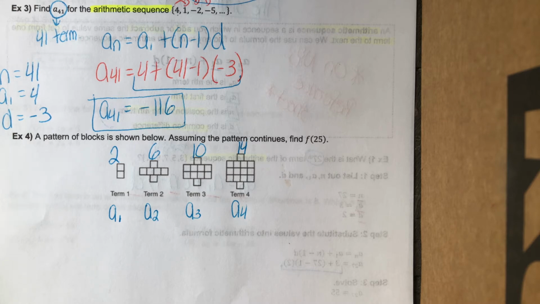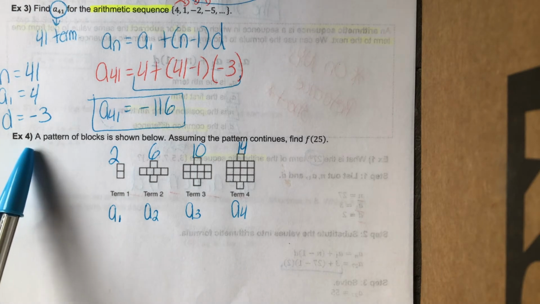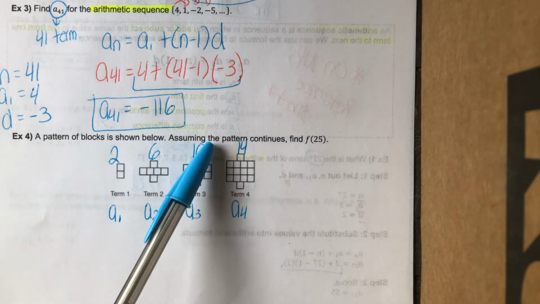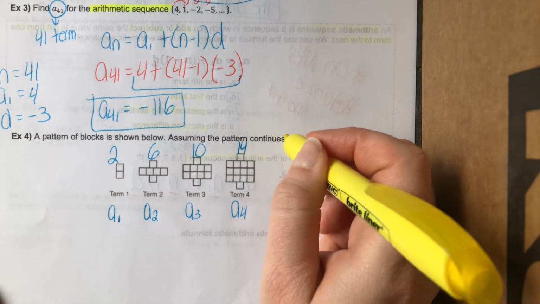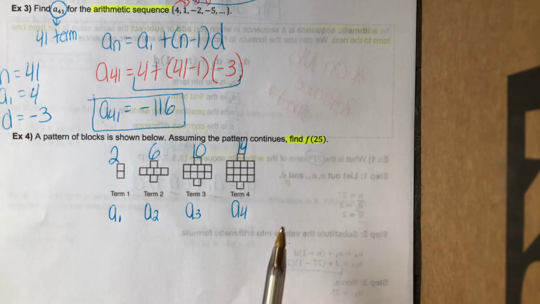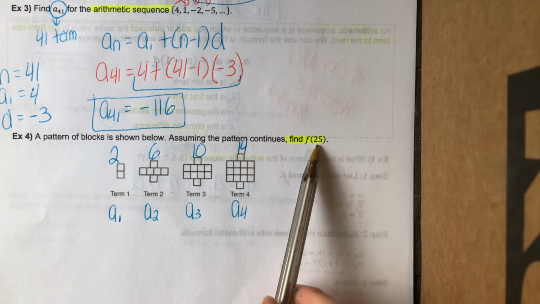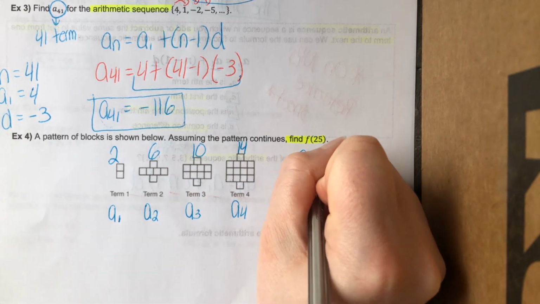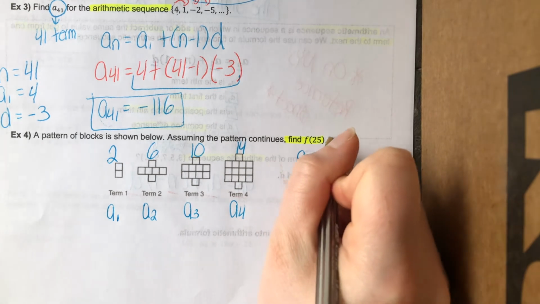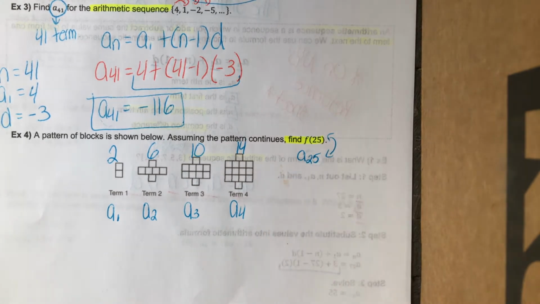All right, so now I'm just going to say, a pattern of blocks is shown below. Assuming the pattern continues, I have to find f of 25. So you had gone over this yesterday. I'm going to just highlight this because it's the question. It's really asking you to find the 25th term. So you could either see this as a sub 25, or you could see f of 25. They mean the exact same thing.